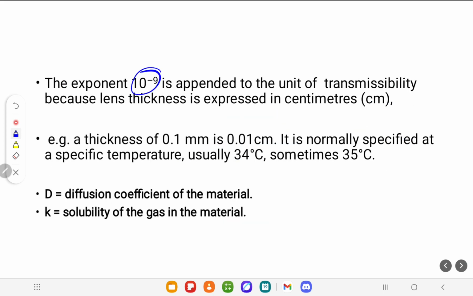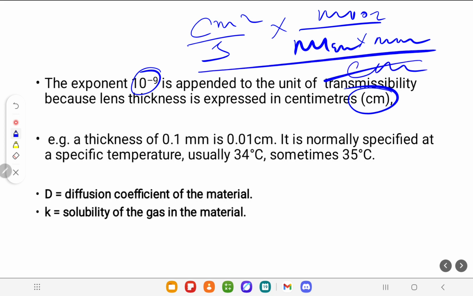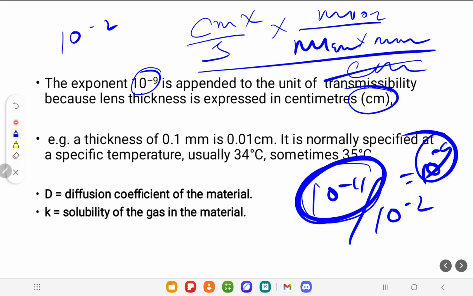The exponent 10 to the power minus 9 is in the unit of transmissibility because the thickness is expressed in centimeter. See, we already know the unit is centimeter squared per second into mole of oxygen dissolved per mole of material into mmHg. Now the whole is divided by centimeter. This centimeter will cancel one from centimeter squared. Now centimeter means 10 to the power minus 2, isn't it? So from 10 to the power minus 11, if you divide by 10 to the power minus 2, what do you get? 10 to the power minus 9. That's why I have told you that 10 to the power minus 9 is the unit of oxygen transmissibility, not the unit of oxygen permeability, because oxygen permeability means 10 to the power minus 11. So that's the concept.